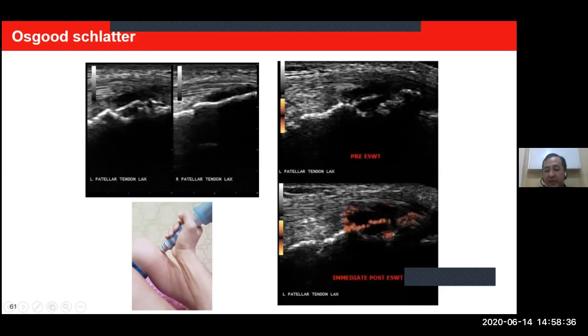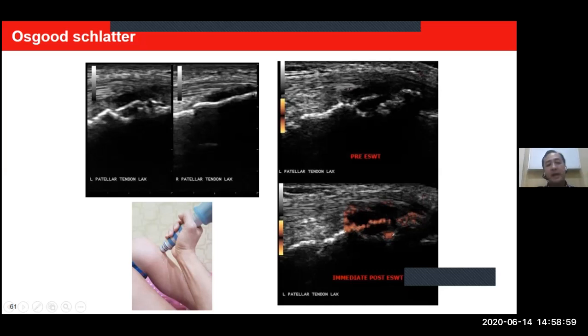And then here is very interesting because one of the effects of the shockwave, I mentioned before, is that shockwave can increase the blood supply, increase the vascularization. This is the pre-shockwave, and then immediate post-shockwave, I turn on the Doppler here, and the Doppler was positive. It means that shockwave could increase the vascularization here.